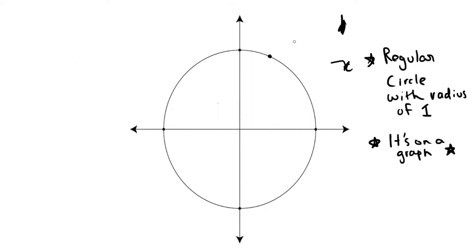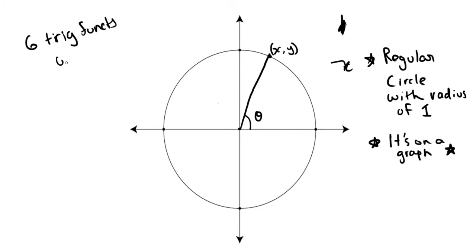So if that is, let's call that coordinate x comma y, and it's on the circle. So what we can do is draw a line. Oh my god, I'm bad at drawing lines. Again, it's not totally straight, but you get the picture. You can draw a line from the origin to the point there. Take this angle, call it theta, and I'll say find the 6 trig functions of theta. What are the 6 trig functions of theta?